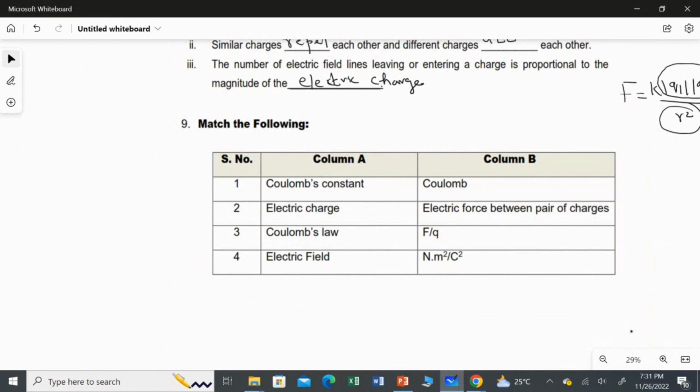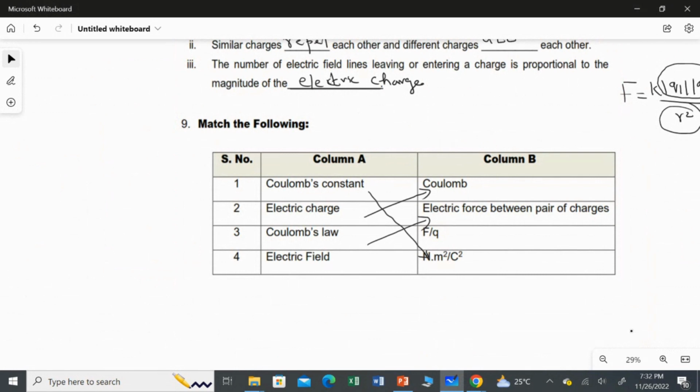Now we have to match the following. Coulomb's constant. Coulomb's constant is not Coulomb. Coulomb constant is not electric force between the pair of charges. Coulomb constant is not F over Q, but Coulomb constant unit is this one, right? Okay. Electric charge, the unit for electric charge is Coulomb. Coulomb's law. Coulomb's law is applicable for the electric force between the pair of charges, right? So this is the answer.